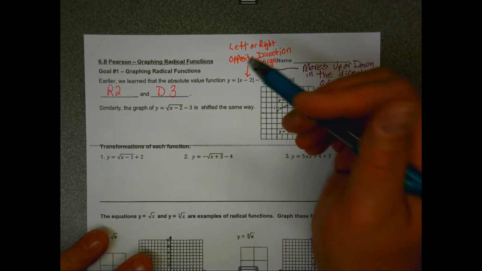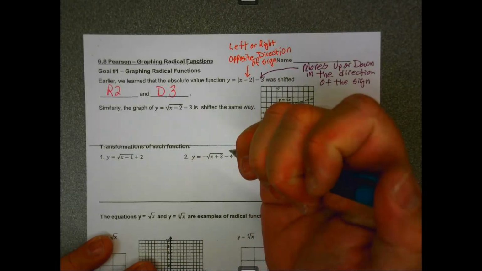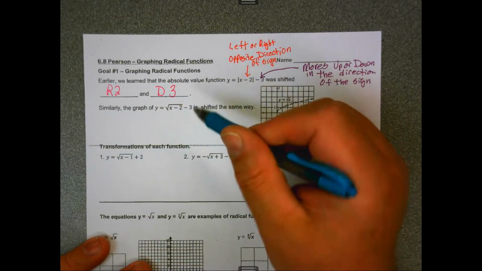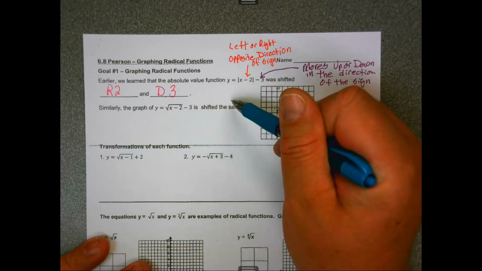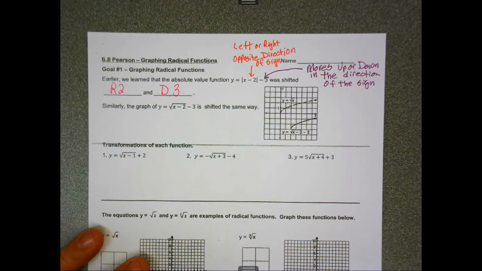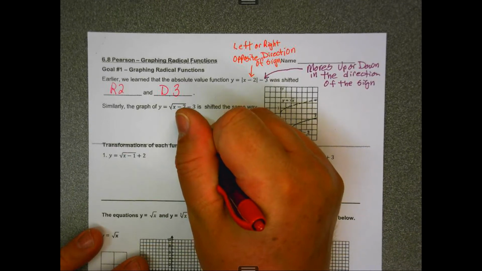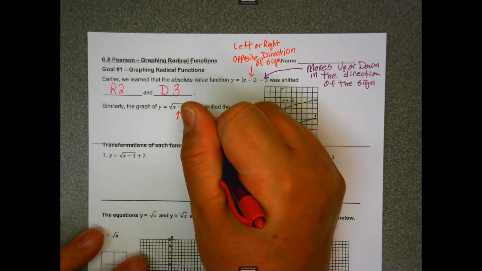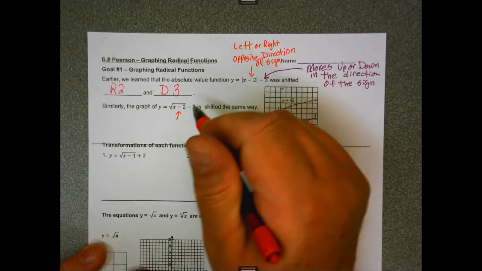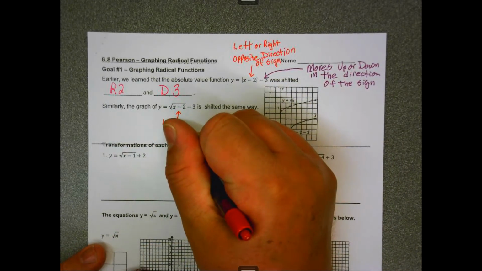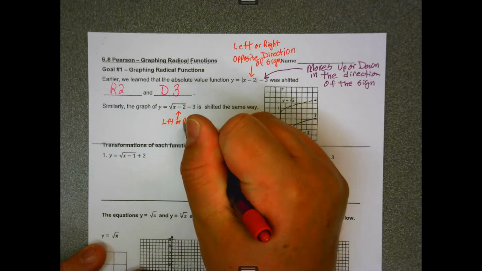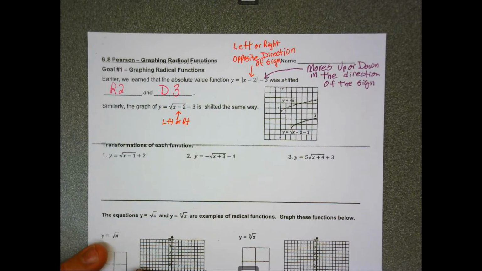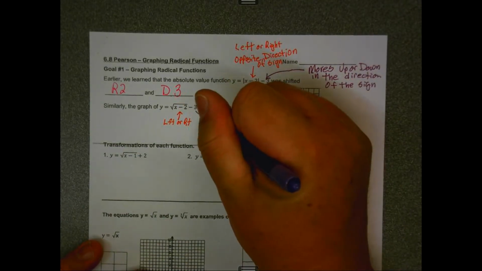Okay, similarly, the graph y equals the square root of x minus 2 minus 3 is shifted the same way because that minus 2 is underneath the mathematical symbol of the radical. And the minus 2 is going to go left or right, and in this case, it goes right because it's opposite the symbol. And then down 3.